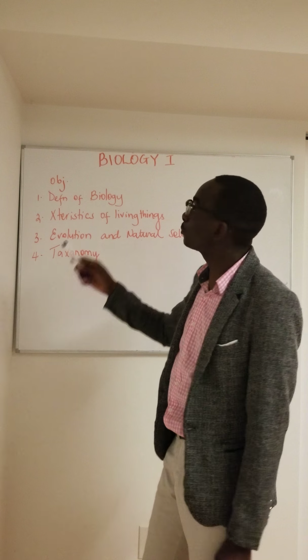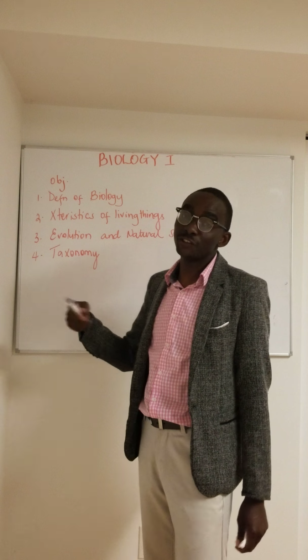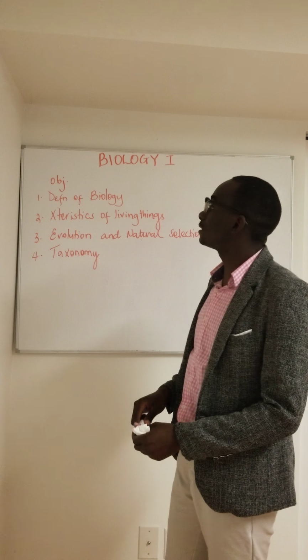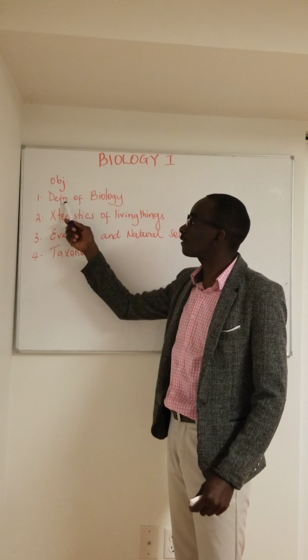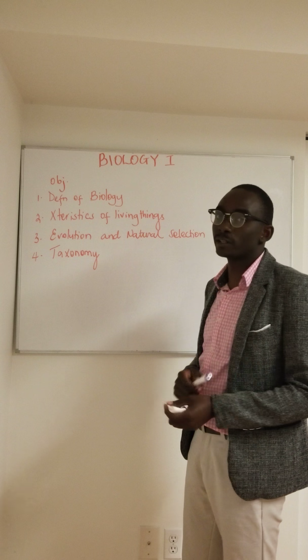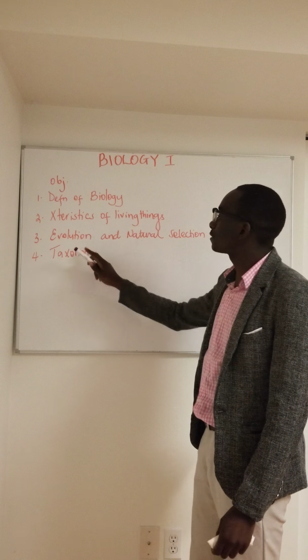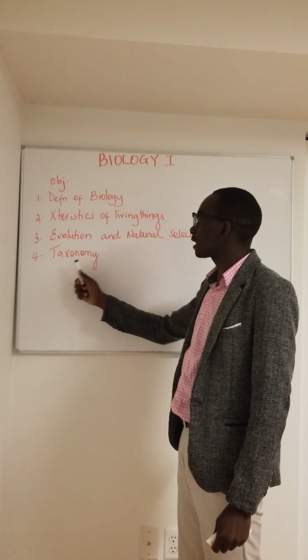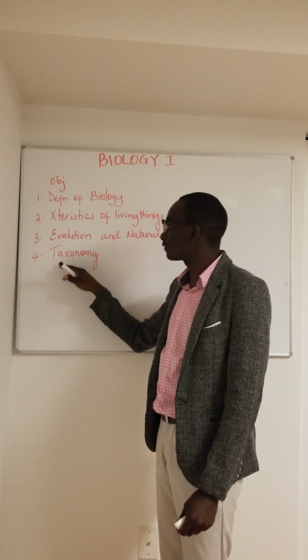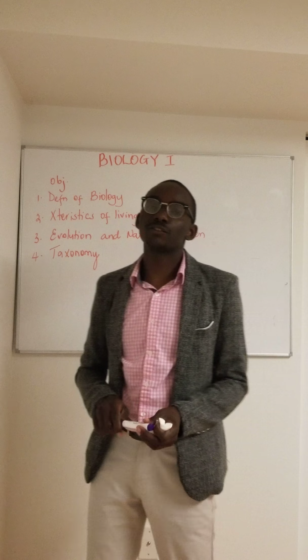In this section, we are going to be looking at biology, general biology 1. And these are our objectives for today. The first objective will be defining what is meant by biology, the characteristics of living things, evolution and natural selection. And then lastly, but if time permits, we shall look at taxonomy.